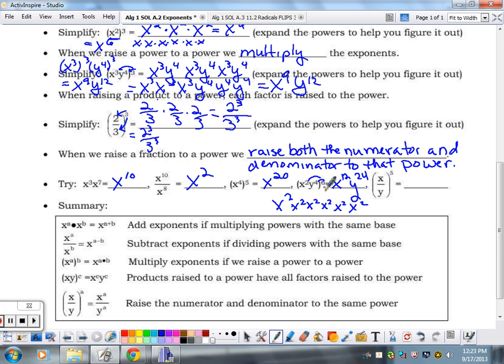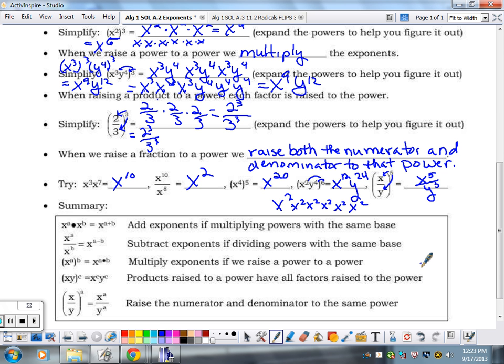How about x over y to the 5th power? What's another way I could write that where I don't need those parentheses anymore? X to the 5th over y to the 5th, right? The 5 goes with the numerator, and the 5 goes with the denominator.